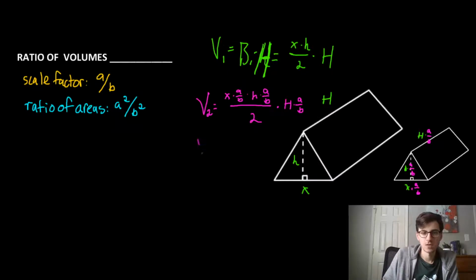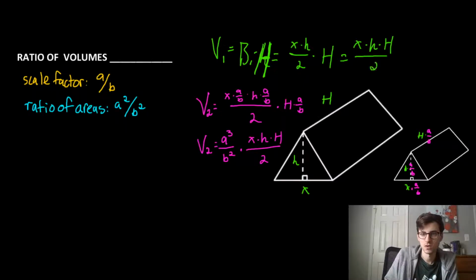And okay, so let's simplify that a little bit. We end up with a over b times a over b times a over b. So we have a cubed over b cubed times x times h times big H divided by 2. And if you notice, that's what we've got up here. This is x times h times big H divided by 2.